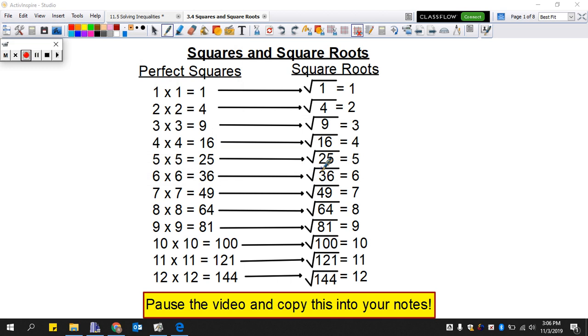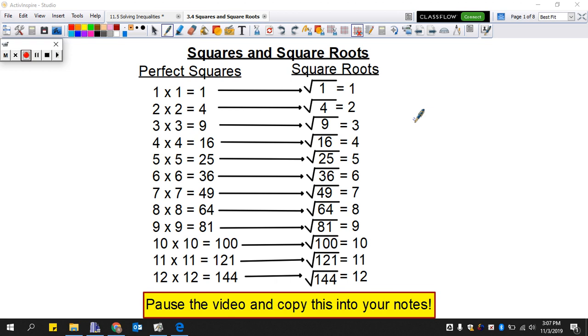In this video, we're going to be talking about squares and square roots. So to start off, I want you guys to go ahead and copy this table down of the first 12 perfect squares and then the square roots of that. So go ahead and copy that table down.